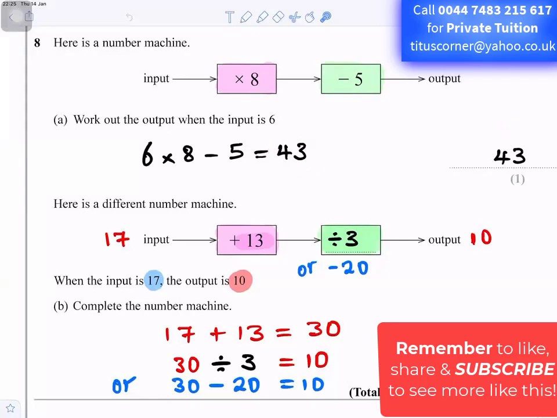Here is a different number machine. Input plus 13, and then you get a space, and then the output is 10.